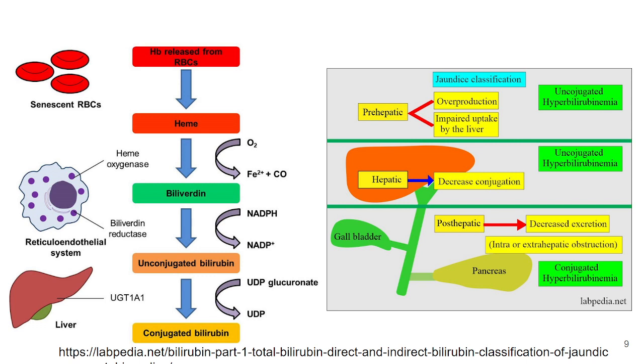The heme, which contains iron, is broken down into biliverdin, and the iron is separated. That biliverdin is a water-insoluble substance, and it is converted into bilirubin, also named unconjugated bilirubin. It's made water soluble by combining it with glucuronic acid, and it forms the conjugated bilirubin.